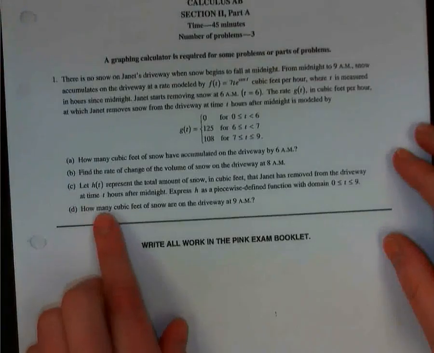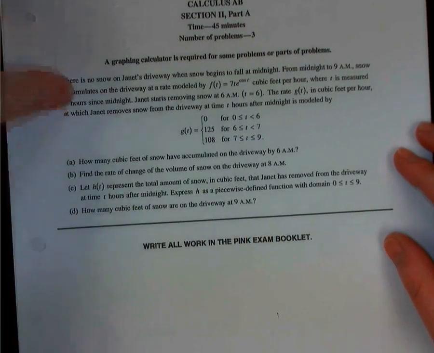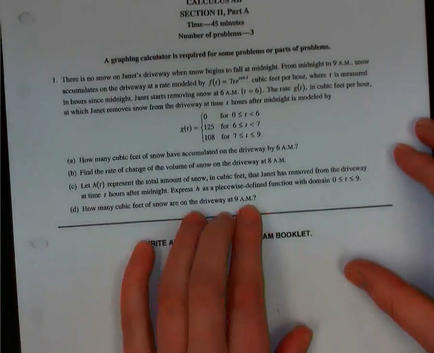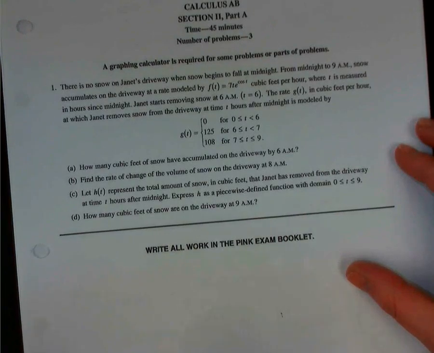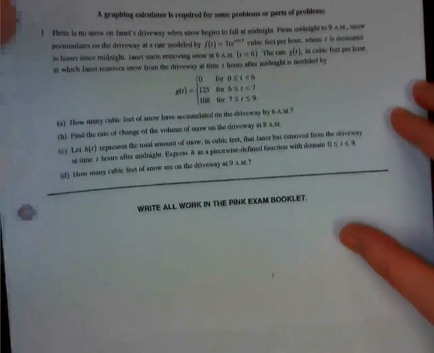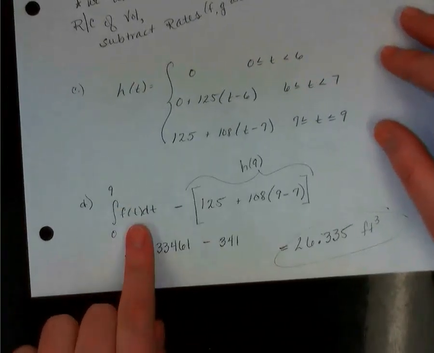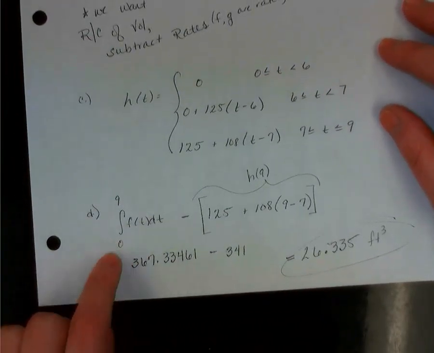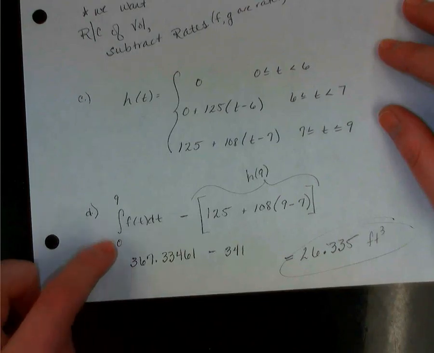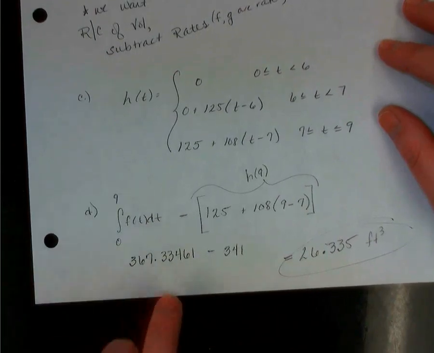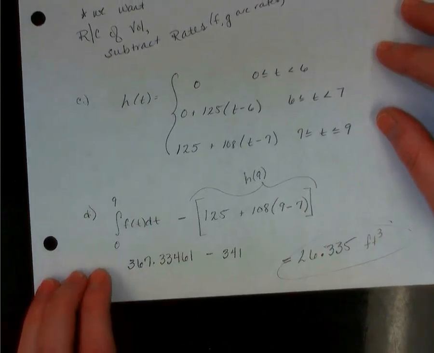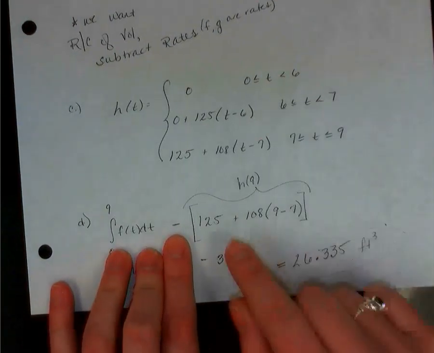Part D, how many cubic feet of snow are on the driveway at 9 a.m.? Again, you have to think about all the snow that's fallen and how much has been removed. So here we go. For part D, I want to find out all the snow that's falling. So I'm going to add up all the snow that falls between 0 and 9. So integrate F of t from 0 to 9. Get that straight on the calculator. Minus how much has been removed.